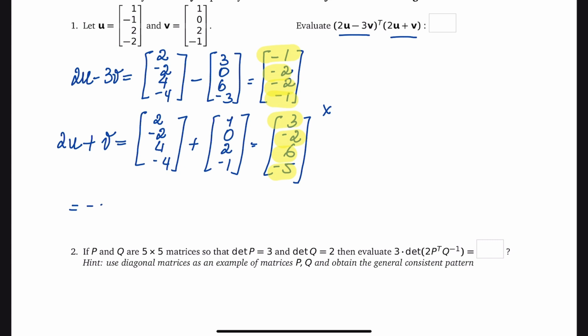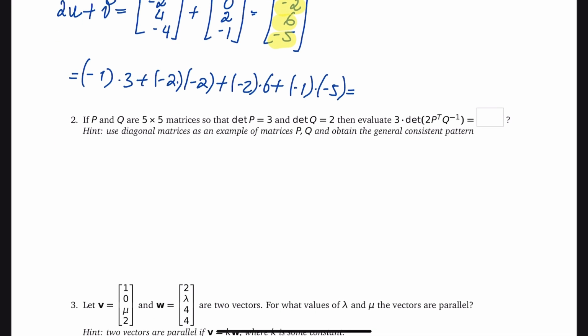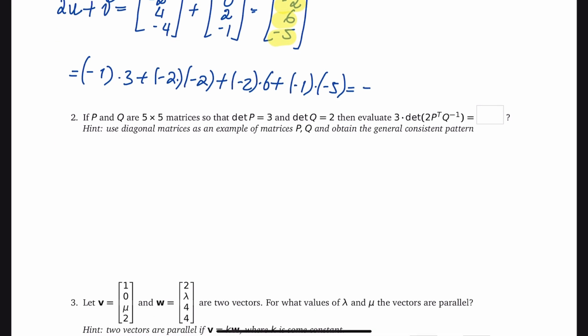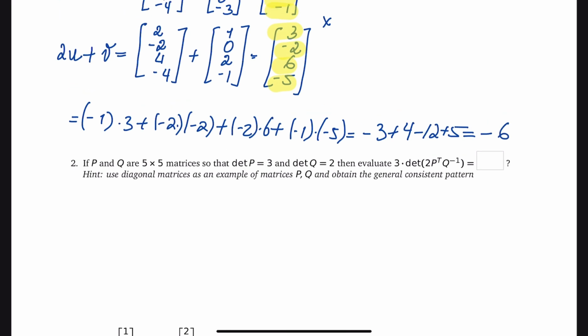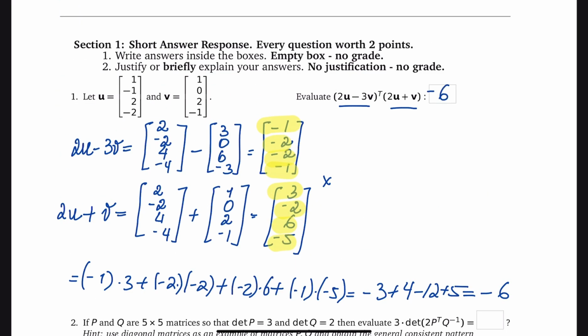So this is going to be minus 1 times 3, plus minus 2 times minus 2, plus minus 2 times 6, plus minus 1 times minus 5. If we open up the brackets, we are going to get minus 3 plus 4 minus 12 plus 5. And if we simplify, it's going to be minus 6. So we have to write here minus 6.